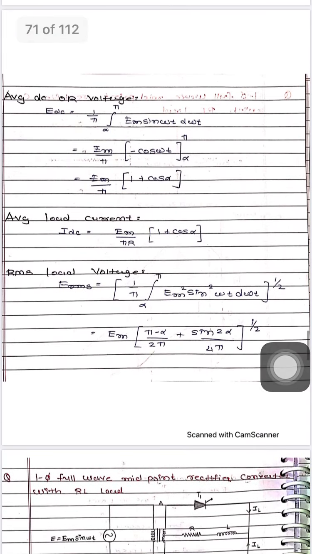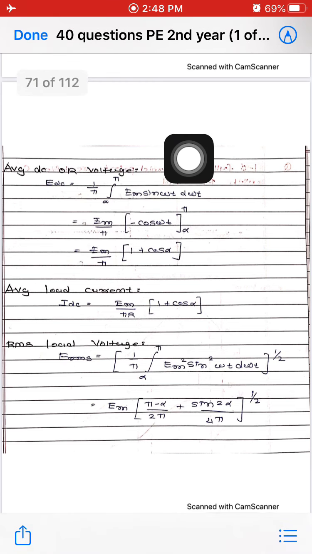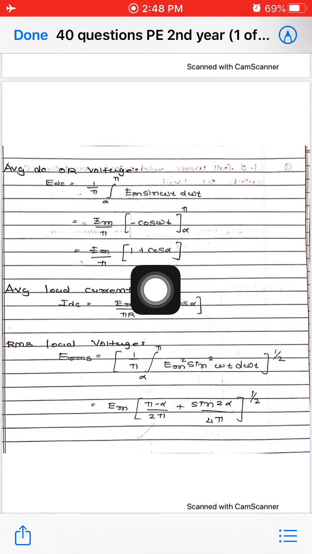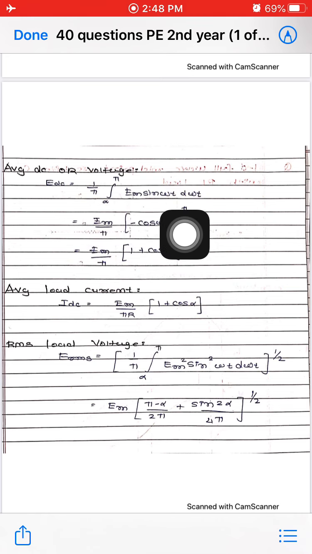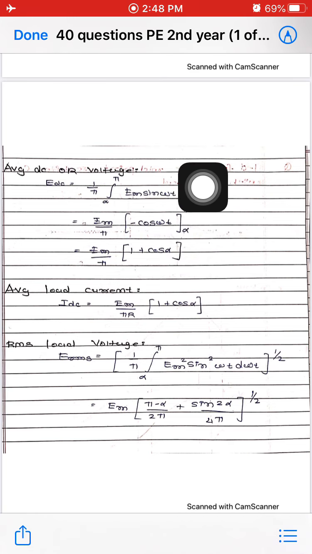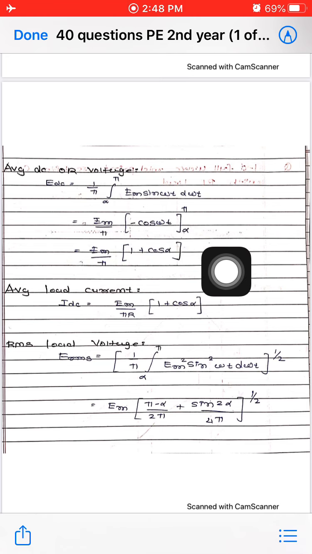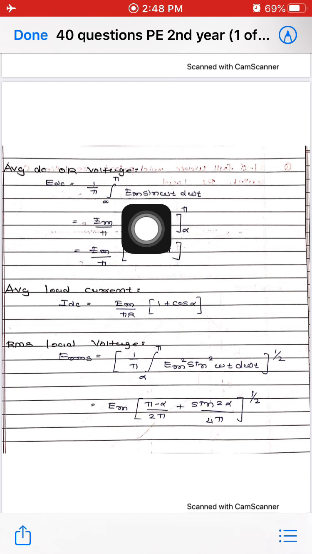Now there is some change in the average and RMS values, which we will discuss. Previously in half wave we considered 1 by 2 pi, whereas in full wave we consider 1 by pi. The limit is the same, alpha to pi, Vm sin omega t, where Vm means Em sin omega t, we can say Vs. So we take Em by pi common and integrate sin omega t, which is minus cos omega t, evaluated between pi and alpha. Cos pi is equal to minus 1, so minus cos alpha actually becomes plus, giving 1 plus cos alpha. This is the final equation that you have to keep in mind.